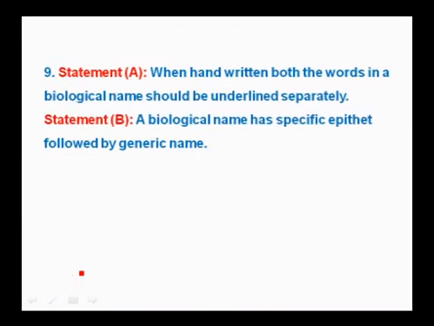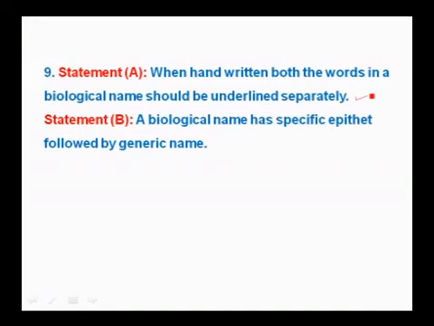Question number 9 is basically about 2 statements. We have to just read the statements and find out which one is correct and which one is wrong. First statement: when handwritten, both the words in a biological name should be underlined separately. This statement is a correct one. When we write scientific names by hand, we have to underline them separately. Second statement: a biological name has a specific epithet followed by the generic name.